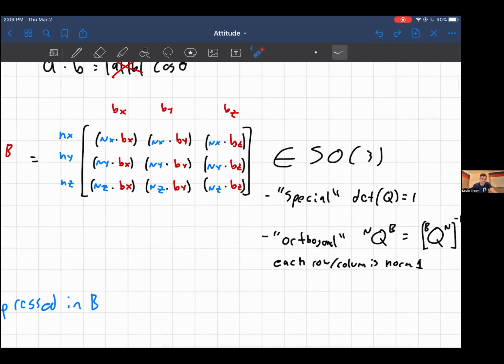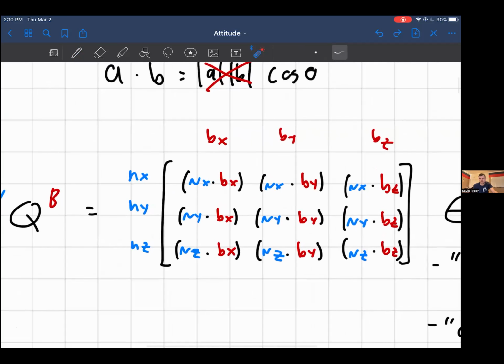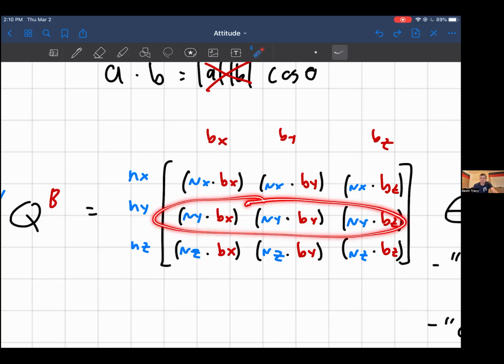And this makes sense when we look at how we constructed it: we have all the n's across the rows and b's across the columns. If this were B to N as opposed to N to B, I'd just switch the order of everything, which is exactly the same as doing a transpose. Another cool thing to note is what these rows and columns actually are. This column right here is the bx vector as it's expressed in the n frame. This row would be the ny vector as it's expressed in the b frame. So you can pull out the unit vectors of the opposing frame's definition just from the rows and columns of this matrix.